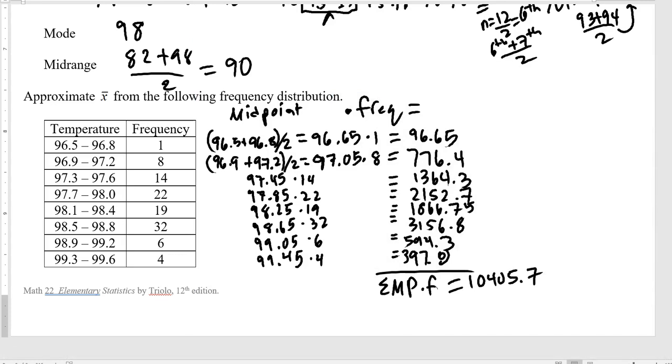That is not the average. Our numbers range from 96 to 99, so that doesn't make sense. What we do is divide this by n. What is n? Well, the sample size. It is the summation of the frequencies. Add up all the frequencies, and that's going to give us our sample size.